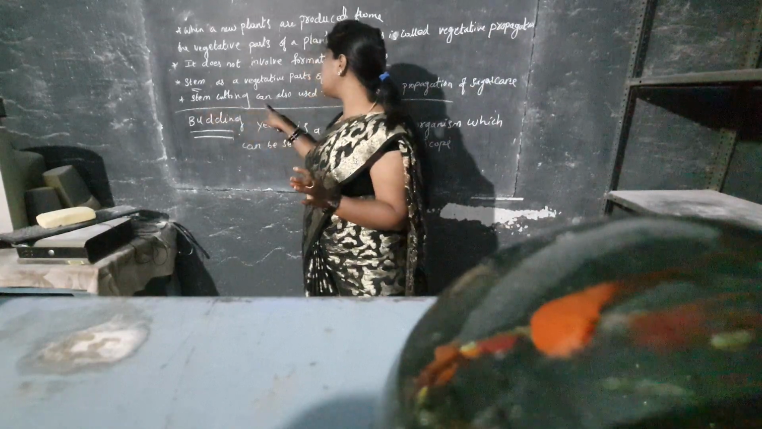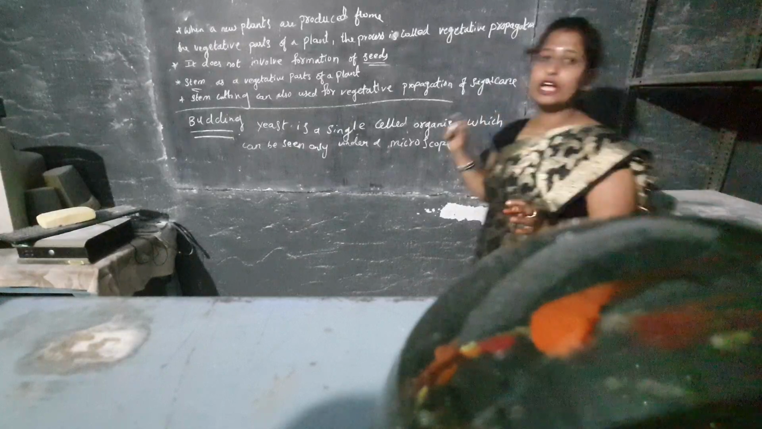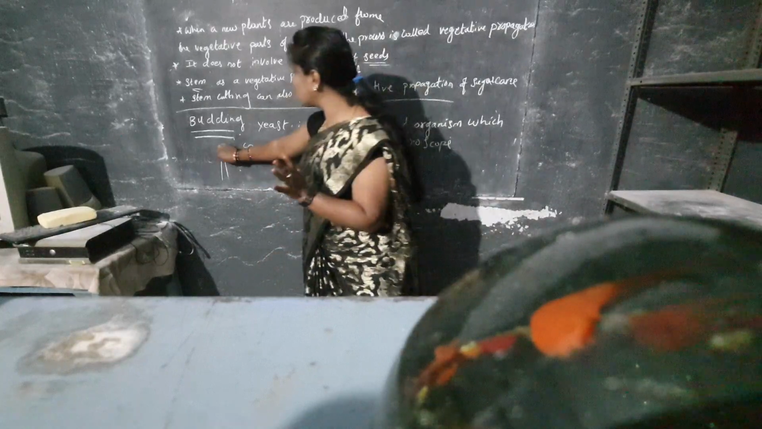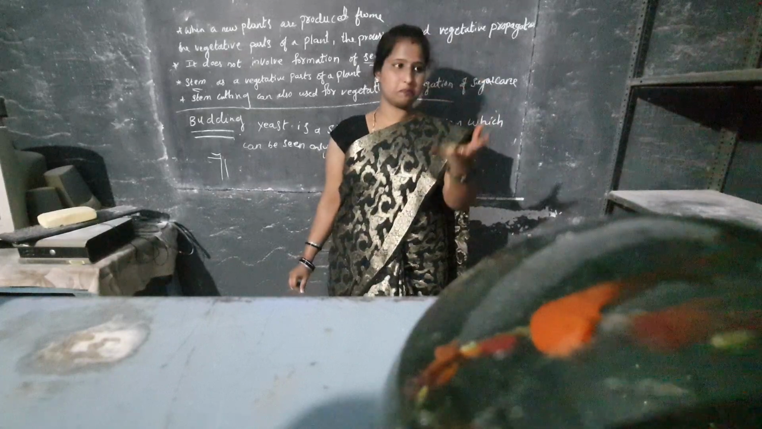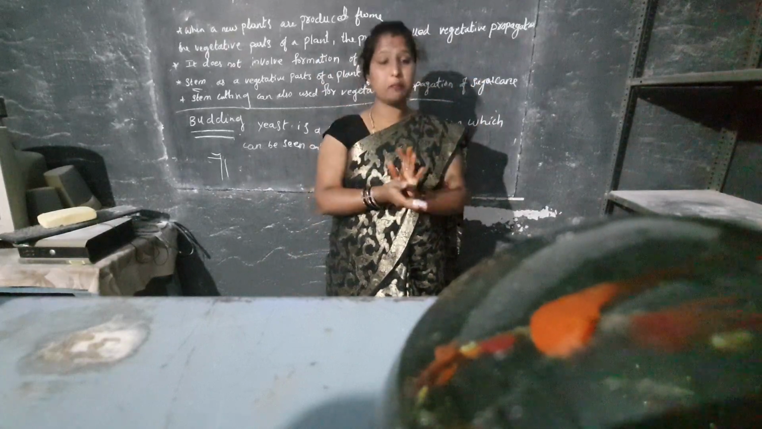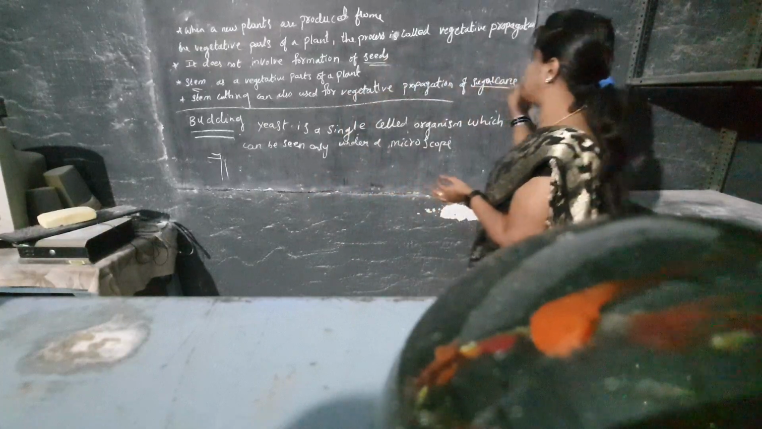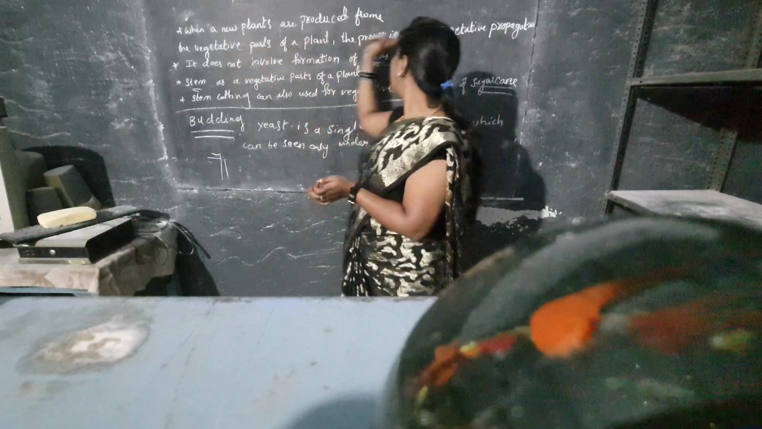Now stem cutting can also be used for vegetative propagation of sugarcane. Now what happens, children, when you grow a tree? The tree is growing in a straight way. On the sides you will have some other stems. Yes or no? Extra stems. So you can cut the stem. That stem is also used for making sugarcane. Understood, children? This is called vegetative propagation.